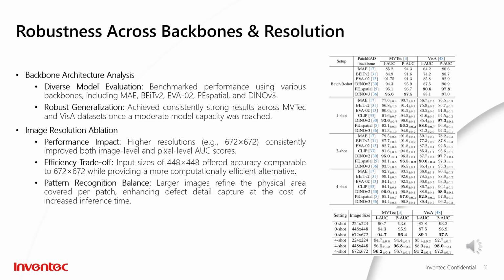We also analyzed the robustness of our framework. Top table shows the impact of different backbones. While we get the best results with DINOv3 and PE_spatial, the performance is consistently high across all modern backbones, proving our unified claim. Bottom table looks at image resolution. Increasing input size from 224 to 672 improves the AUC because it increases the effective resolution of the patches, allowing the model to catch smaller defects. However, we found that 448 by 448 offers the best trade-off between accuracy and computational efficiency.